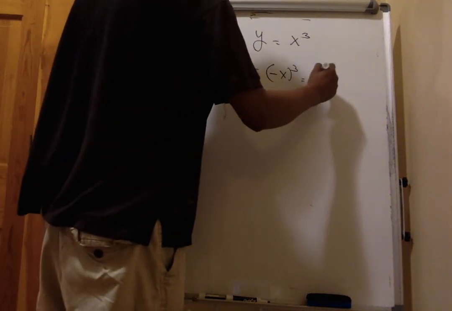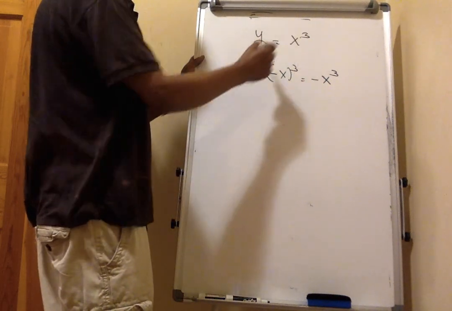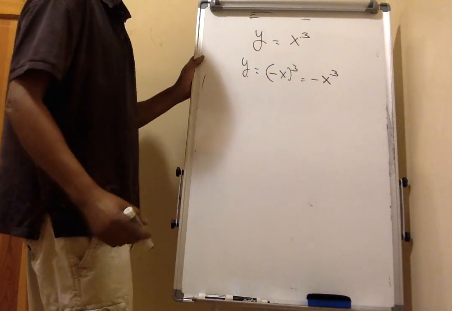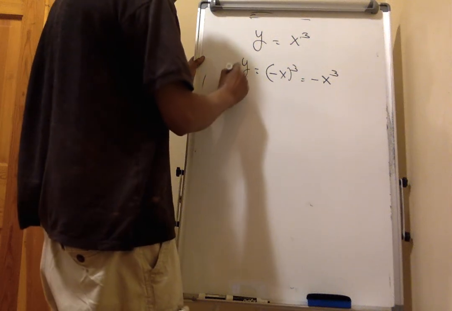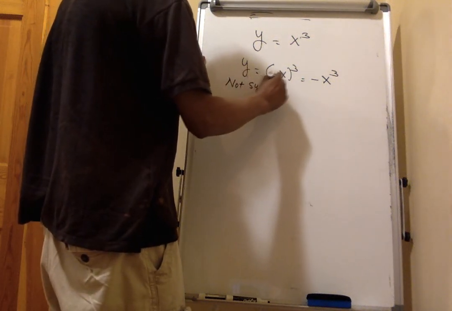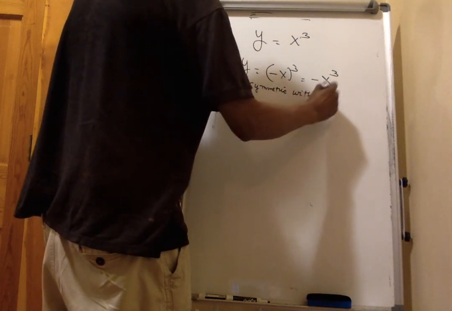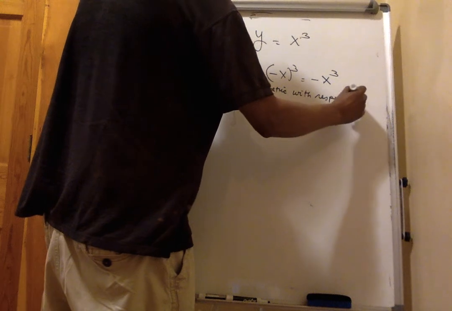Because it is negative x cubed, the negative does not go away. So you end up with what? Negative x cubed. But y is equal to x cubed is not equivalent to y is equal to negative x cubed. So you would say not symmetric with respect to the y-axis.